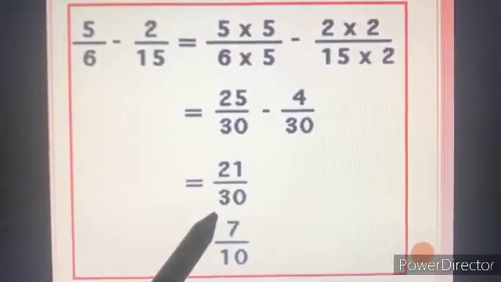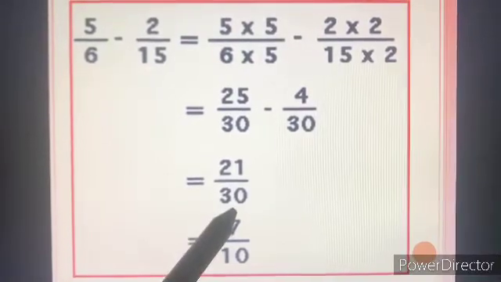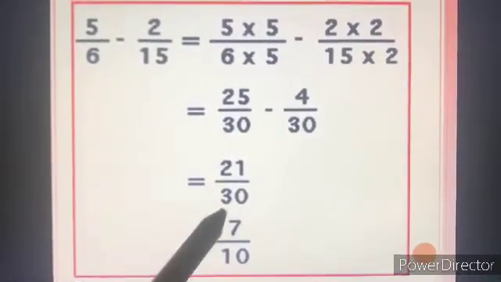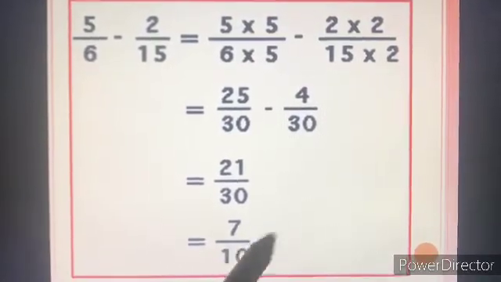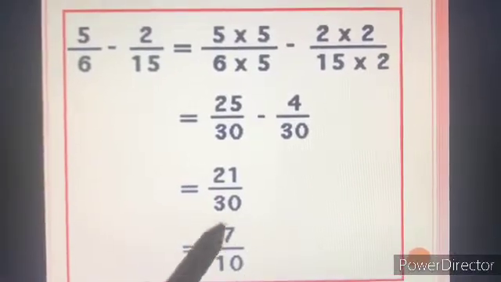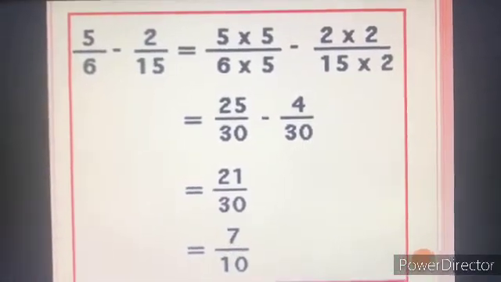See this, you can see 21 and 30. In table 3, 3 7s are 21 and 3 10s are 30. So you will simply divide it by 3 and you will simplify your answer by writing 7 by 10.